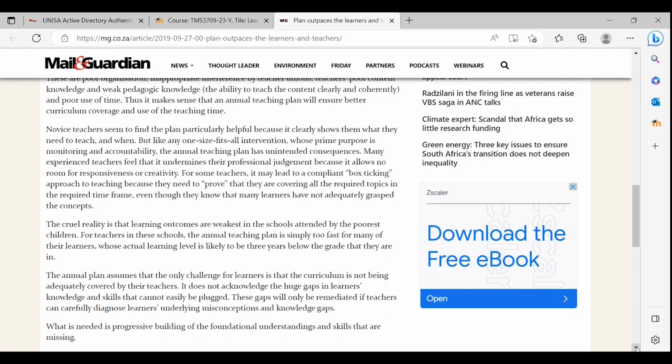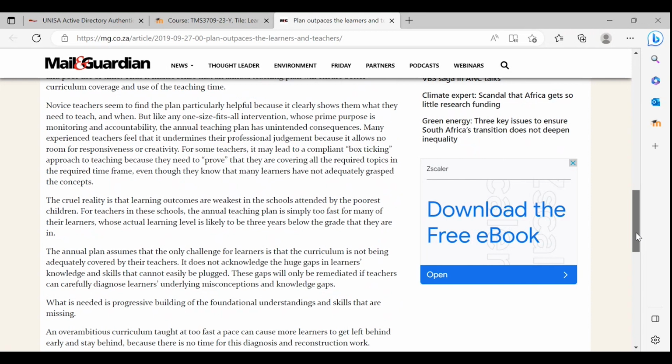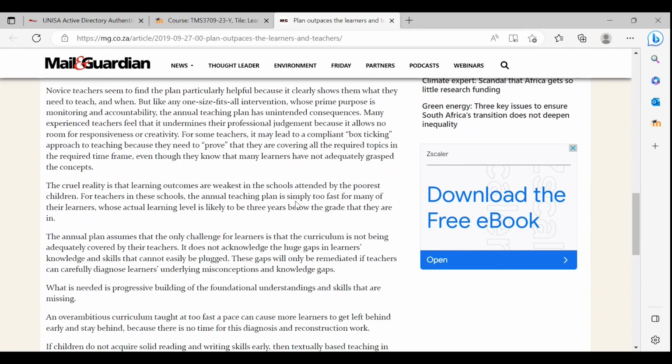The cruel reality is that learning outcomes are weakest in the schools attended by the poorest children. For teachers in these schools, the annual teaching plan is simply too fast for many of their learners, whose actual learning is likely to be 3 years below the grade that they are in. So that is very... it's not good to hear that, but it is reality that some learners are struggling to keep up the pace.